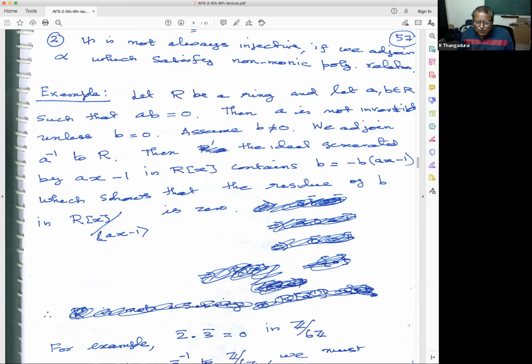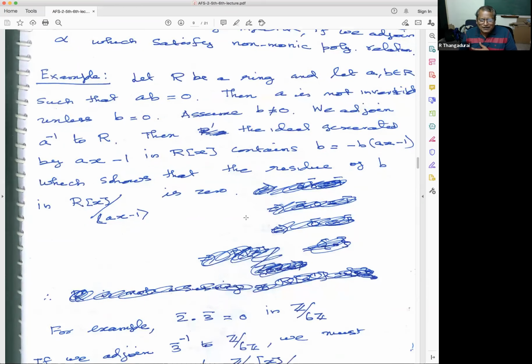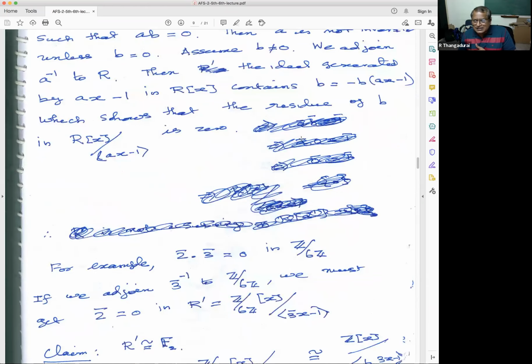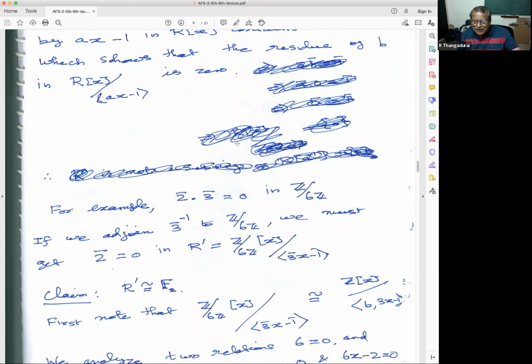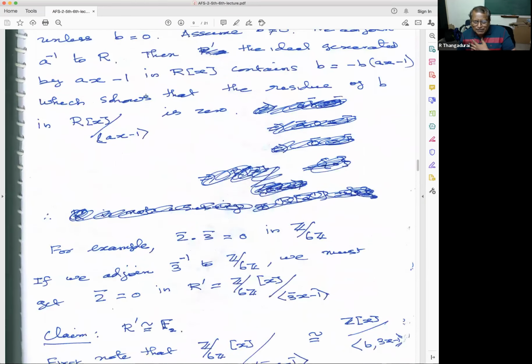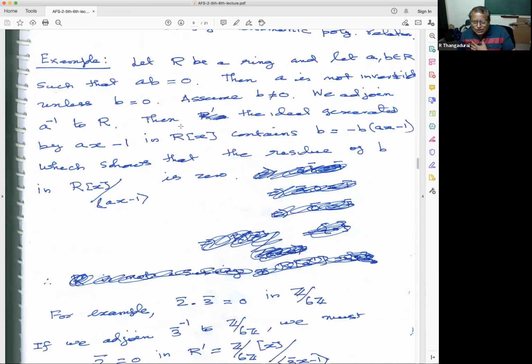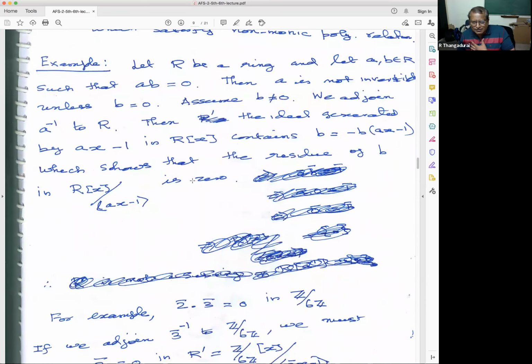This shows that the residue of B in this case is 0. A times B is already 0. Therefore, A bar times B bar is 0. So this is going to create a problem. We will see why it is creating a problem. Once AB is 0, then B has to be 0 in the residue ring, once we adjoin A inverse.